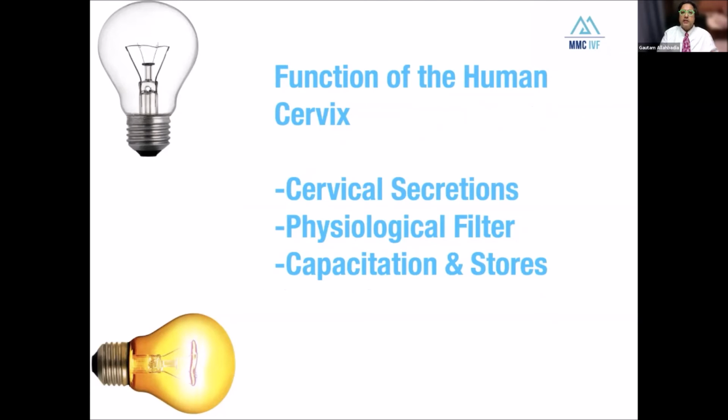Essentially, what we are doing is mimicking the function of the human cervix. So what is the function of the human cervix? The cervix is the mouth of the uterus. The function of the human cervix is to produce cervical secretions. Because of these secretions, the sperm remains alive for up to 72 hours after ejaculation into the vagina.